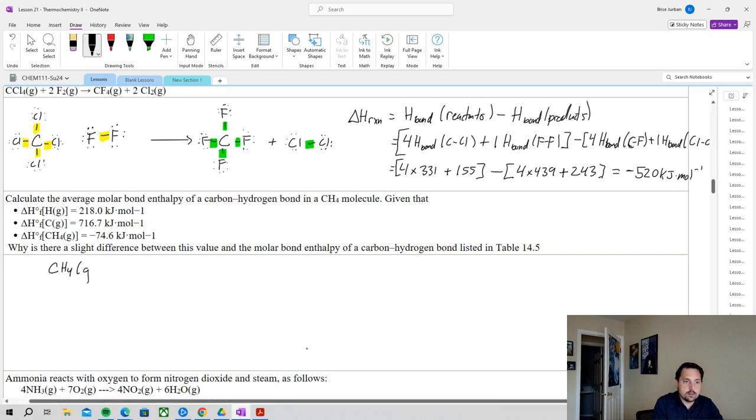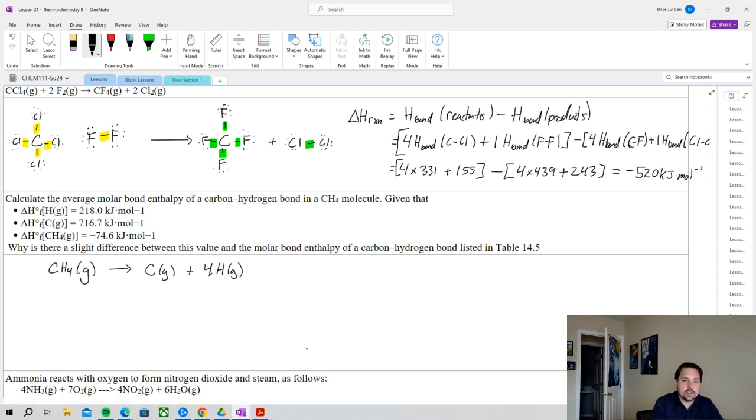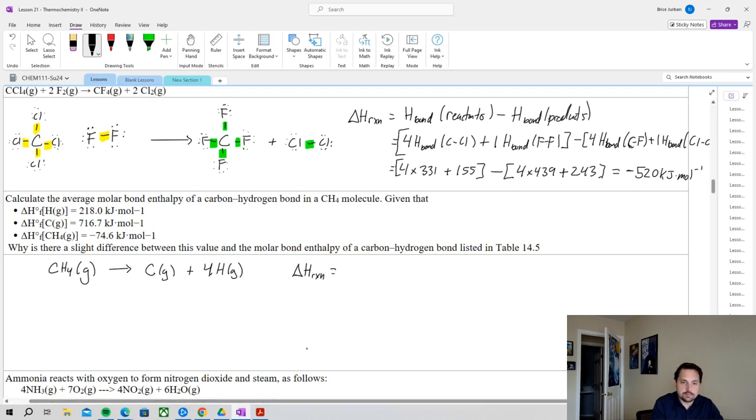All right, so we're going to take methane in the gaseous form, and we're going to break it to give us carbon. This is gaseous carbon, and there should be one of them, and then 4 gaseous monoatomic hydrogen atoms. So this is how bond enthalpies are calculated. It's a little bit different. All right, so what would the delta H of this reaction be?